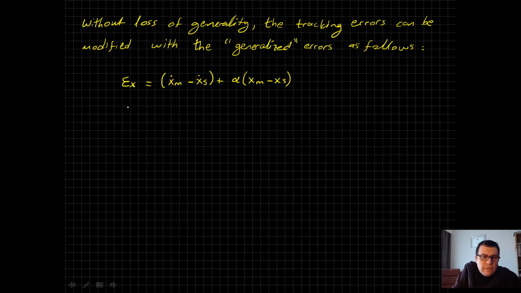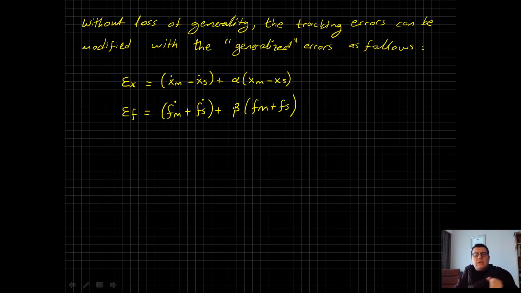I'll do the same for the force. EF can be modified with this one. Let me write here: F master dot plus F slave dot plus beta times F master plus F slave. This beta is also a linear scale. Usually the coefficient of the function itself is bigger than the coefficient given, the hidden coefficient given, on the derivative side. So we can generalize these two errors that way.